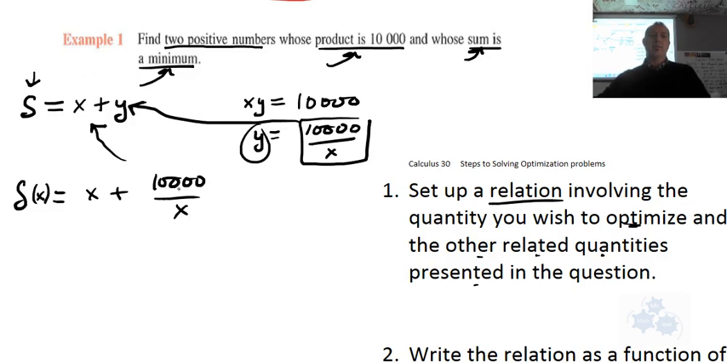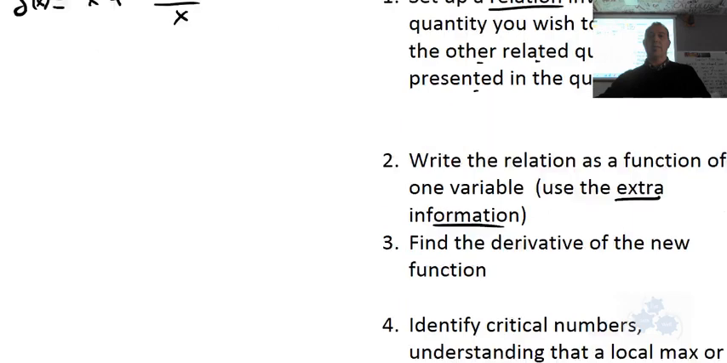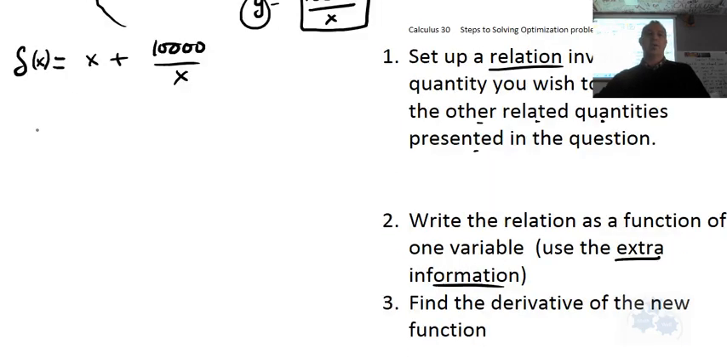So the way we set this up is the x that we've got in this new function is one of the numbers. You have to remember that, one of the numbers. A lot of arrows there, I guess. All right, so step 3 says find the derivative of the new function. All right, no problem. We know how to do that.